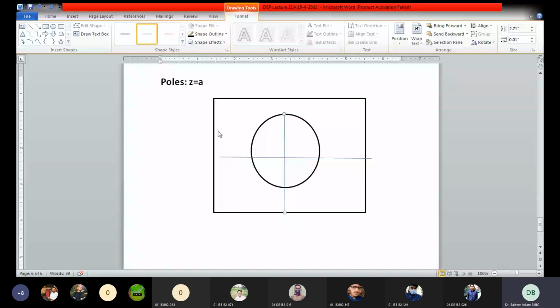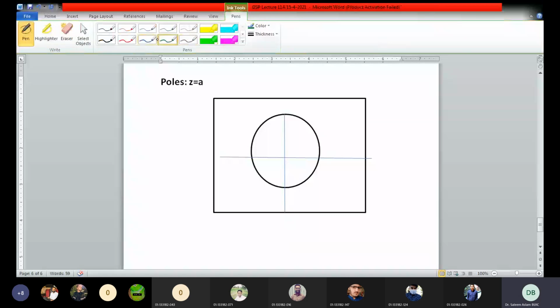But anyway, this is your pole, and let me plot. Zero is at 0, and let's take the pole at A. Now we need to plot a circle at A. Since we have Z mod less than A, our ROC will look like this, right? So this is Z mod less than A.